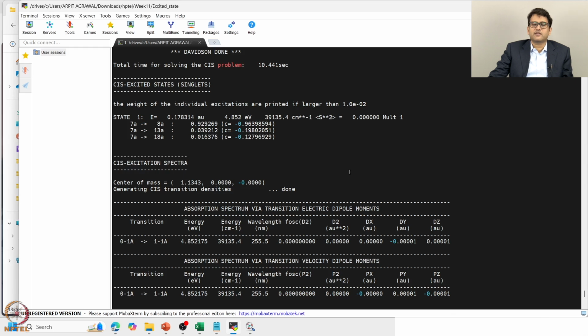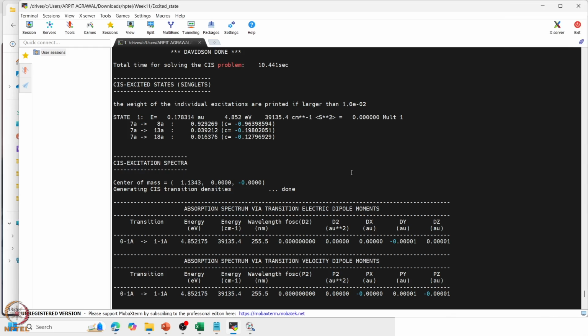In some of the cases, the nature of the excited state might also change due to the presence of the solvation. Remember, however, if you are dealing with a situation where there is a charge transfer from the solute to the solvent, that kind of thing cannot be treated by an implicit solvation model.